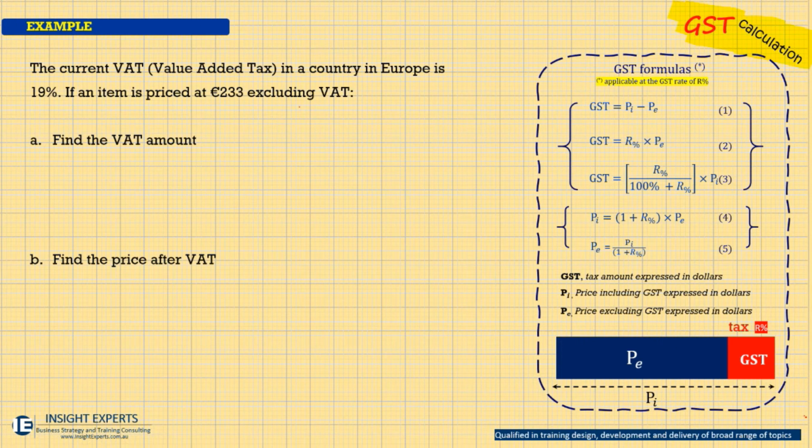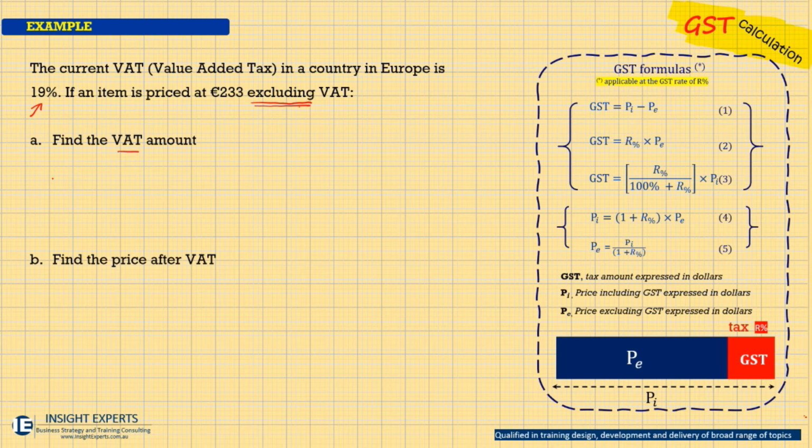The current VAT in a country in Europe is 19%. If an item is priced at €233, excluding VAT, find the VAT amount. So in the previous example, we had the price including. In this example, we have the price excluding, and we have to calculate the VAT amount. So how do we go about calculating the VAT amount when the price before tax is given? Just look at the formulas. It's basically formula number 2.